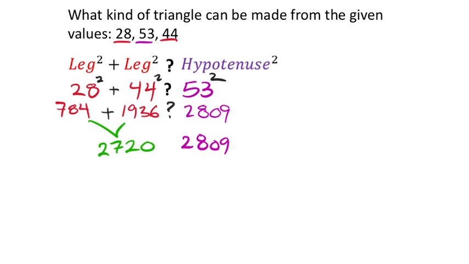All right, so the sum of the squares of the legs is less than 2,809. Okay? Since the sum of the squares of the legs is less than 2,809, this means that the triangle we would be looking at, if we were to make it, would be obtuse. Just so you understand, I don't have that memorized, so I was using it for the color, but also to refer back to the chart. And if you don't have this memorized, that's okay too. Just refer to the chart.